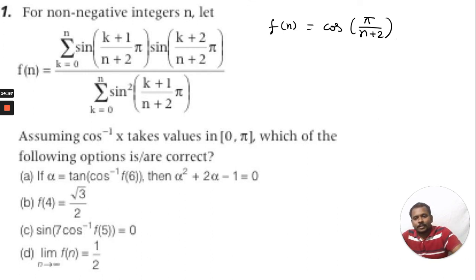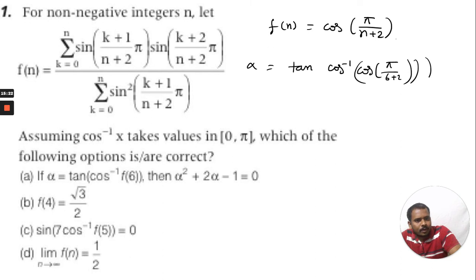Now let's take the first option. What is the first option? A. Alpha is equal to tan of cos inverse of f of 6. Then alpha square plus 2 alpha minus 1 equals 0. Let's see what is alpha here. Alpha is tan of cos inverse of f of 6. F of 6 is nothing but cos of pi by 6 plus 2, right? So on taking this, you will have tan of pi by 8. Tan pi by 8 is nothing but root 2 minus 1.